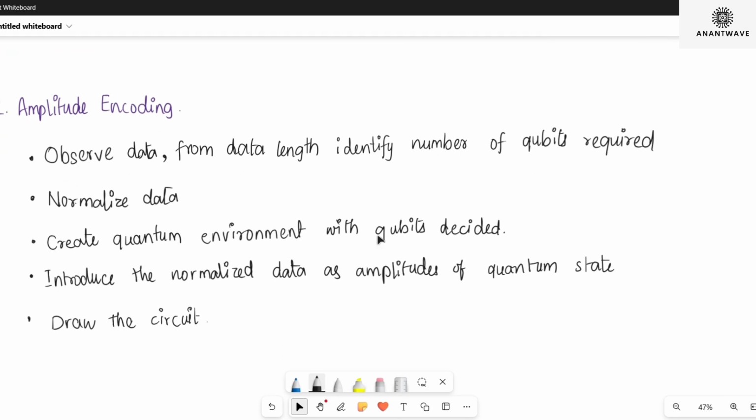Now let's talk about amplitude encoding. First, we need to observe the data, that is, if the data length is 2 power of n, we need n qubits. So we need to observe the data length and then identify number of qubits it requires. And then normalize the data. Then create the quantum environment with qubits and then introduce the normalized data as amplitudes.